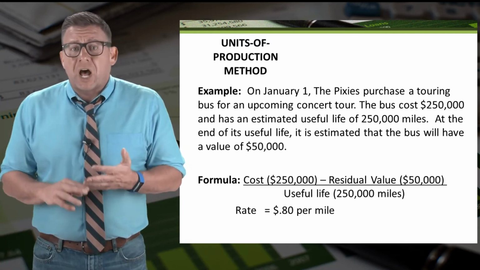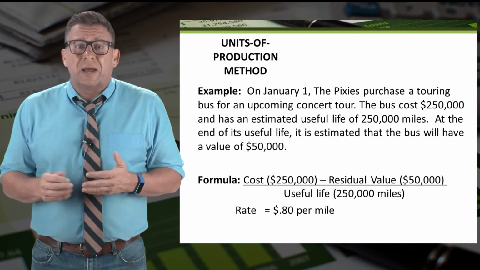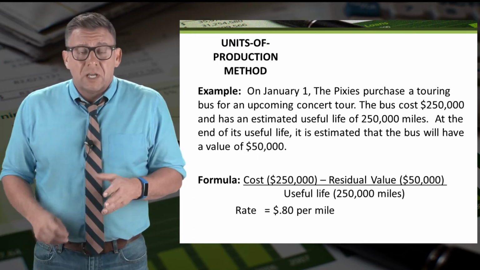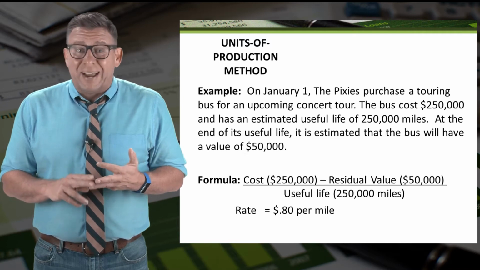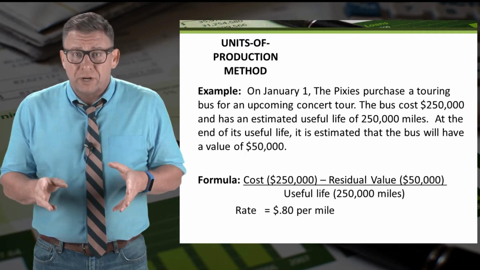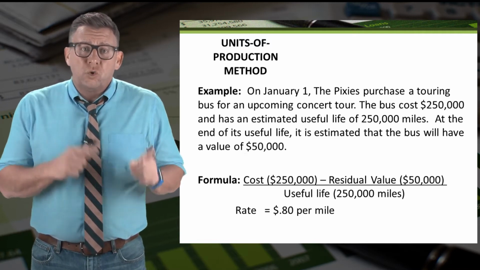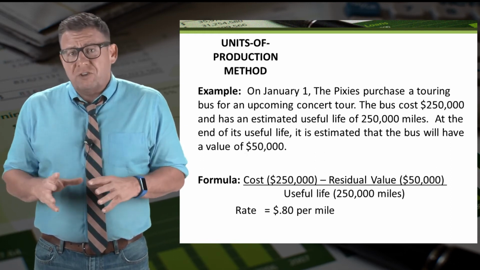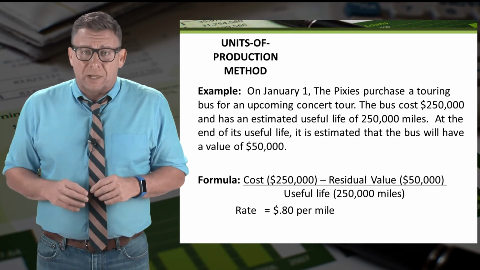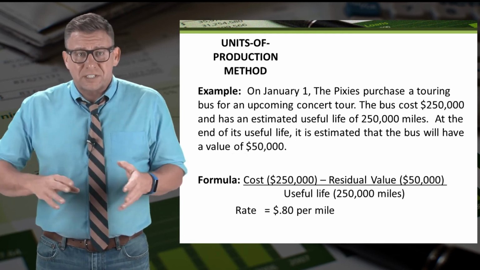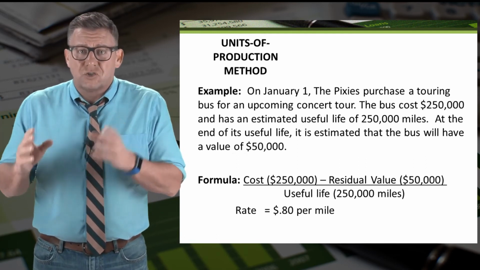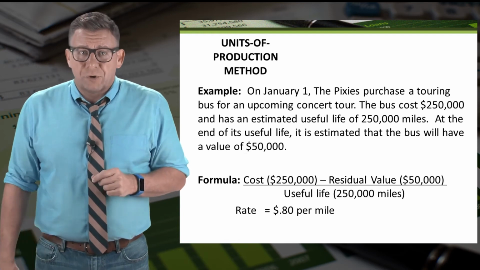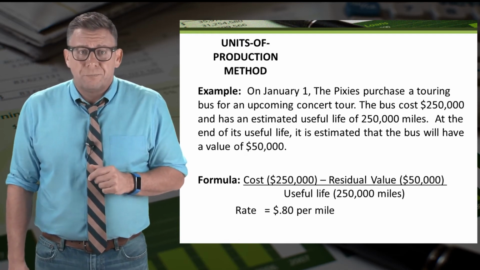The formula is cost minus residual value divided by useful life in terms of units. So 250,000 minus 50,000 equals 200,000. Then divide that by 250,000 miles, and we get a depreciation rate of 80 cents per mile. What this tells us is for every mile the bus is driven, 80 cents of depreciation expense will be recorded.